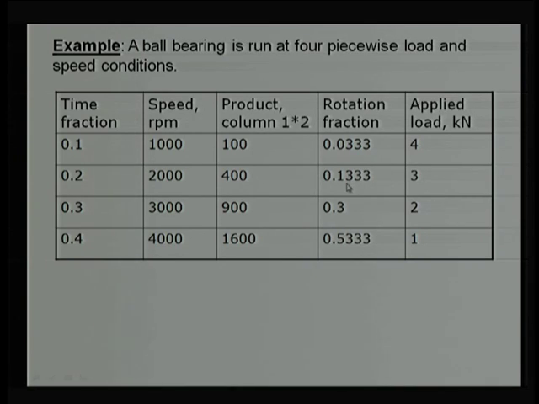Coming to the second, the fraction is 0.133 for 3 kilonewton. This fraction is 0.3, on the higher side, for the 2 kilonewton. A major chunk, a major number of rotations, is happening at 1 kilonewton.